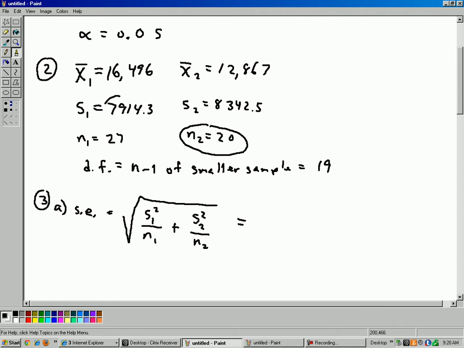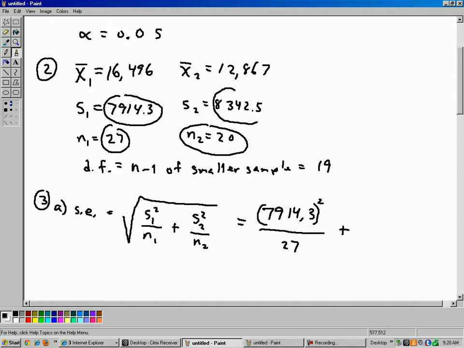here we go. Here's S1, 7,914.3 squared. Let me put that in parentheses just to make it look a little better. Divided by n1, which is 27. Okay, plus S2, 8,342.5. Square all that and divide that by 20, and then square root of the whole thing.